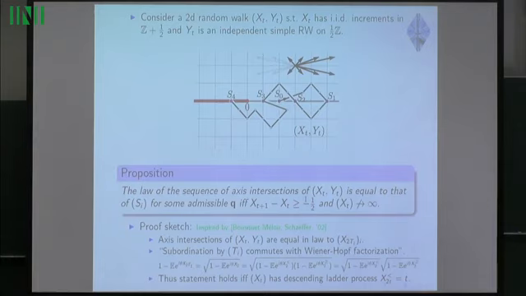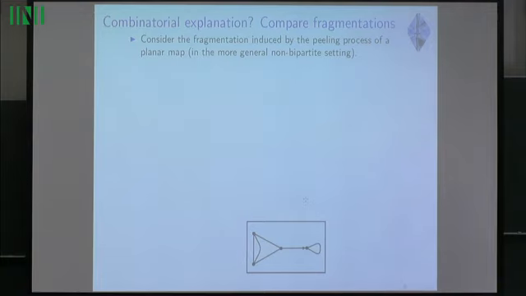So somehow the magic here is in this commutation of subordination and Wiener-Hopf factorization. Let's see a more combinatorial kind of argument why this works. And the combinatorial idea is to look at fragmentations, both of planar maps and of lattice walks.